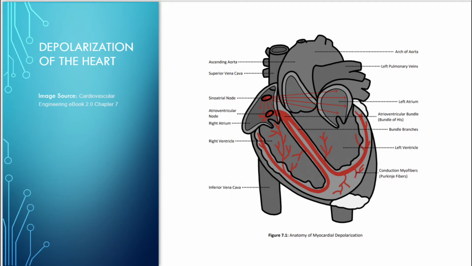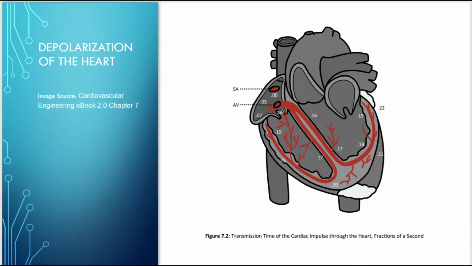After this, depolarization occurs rapidly through the nerve fibers called the bundle of His. This bundle of nerves breaks off into a left bundle branch and a right bundle branch. Depolarization ends at the Purkinje fibers that spread the depolarization rate. The numbers on this diagram represent the time in fractions of a second, and you can see that the depolarization between the SA node and the AV node occurs rapidly.